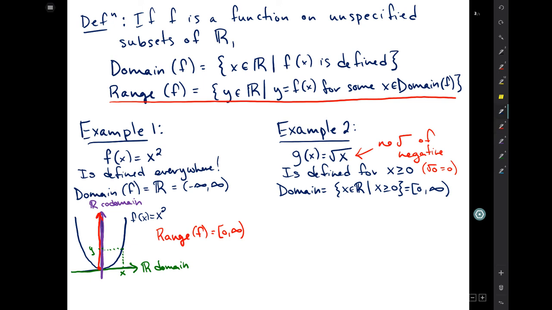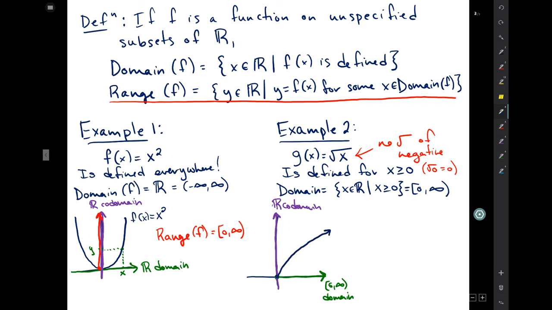Okay, so let's talk about g, and again I'm going to graph this. So here's my Cartesian plane. Now remember, the domain of this function is only 0 to infinity. This is my domain. Now theoretically, again, I could get any real number out. So here's my codomain, R. But if I actually graph the square root function, this is what it looks like. And it keeps on going up.